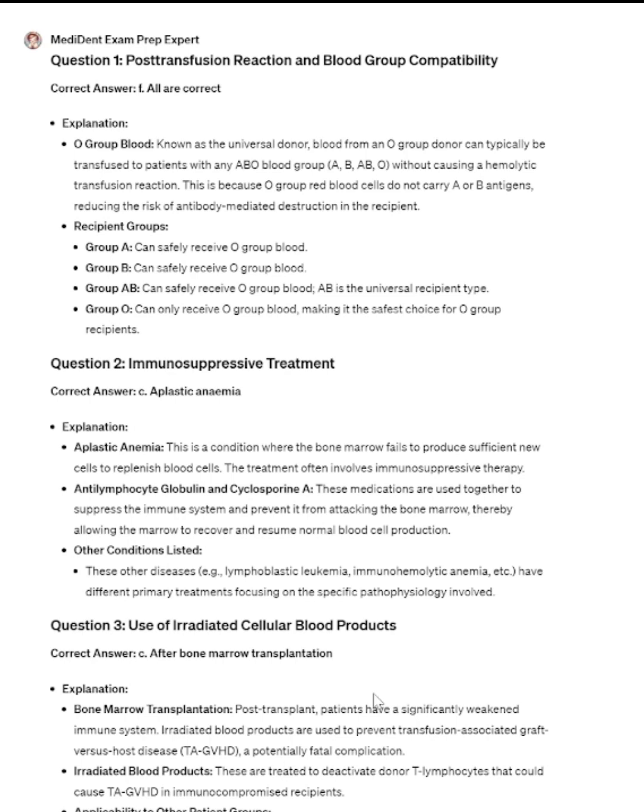Explanation: bone marrow transplantation. Post-transplant, patients have a significantly weakened immune system. Irradiated blood products are used to prevent transfusion-associated graft versus host disease, TAGVHD, a potentially fatal complication. These products are treated to deactivate donor T lymphocytes that could cause TAGVHD in immunocompromised recipients. Applicability to other patient groups. While irradiated blood products are sometimes considered for other severely immunocompromised patients, the specific indication after bone marrow transplantation is due to the high risk and severity of potential complications.